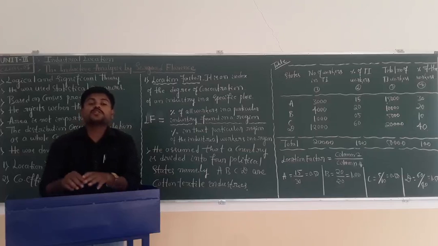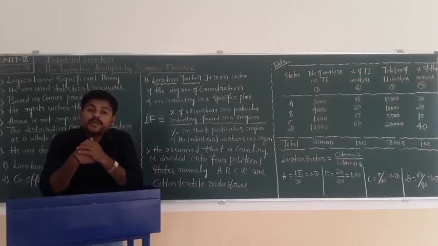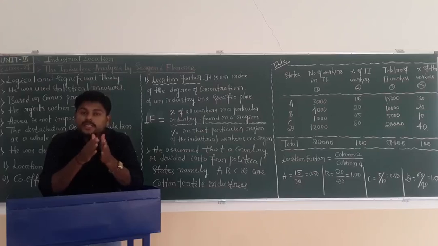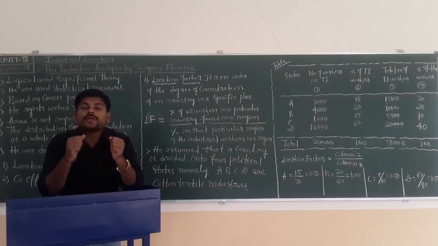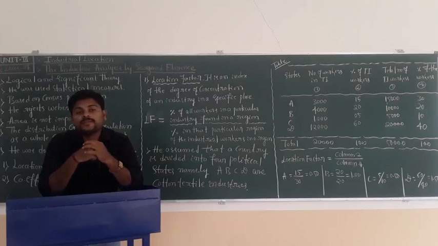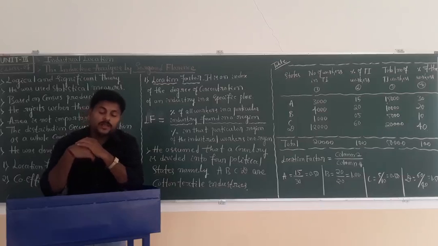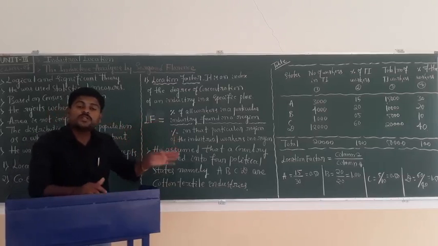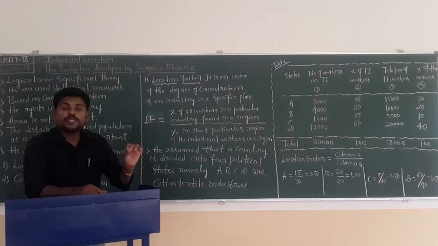This is the distributional aspect of industrial location according to Sargant Florence. If less than 1, industries are not distributed throughout the country. If the location factor is equal to 1, industries exist and manufacture goods and services throughout the country. Therefore the first concept here is the location factor.